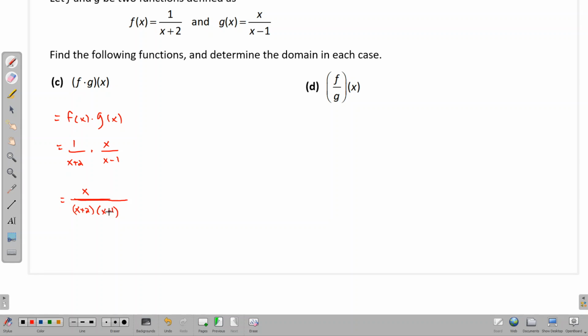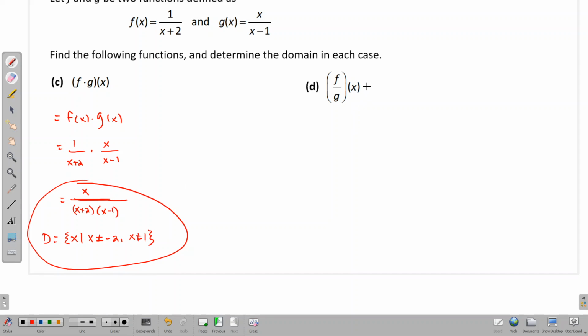And don't FOIL that. There's a chance that MathXL might force you to FOIL that, but I would never do that. It's better to leave this factored as it is. And again, the reason being, it immediately tells us the domain. Just like the previous one, x can't be -2 and x can't be 1. So the set of all x such that x is not equal to -2 and x is not equal to 1.